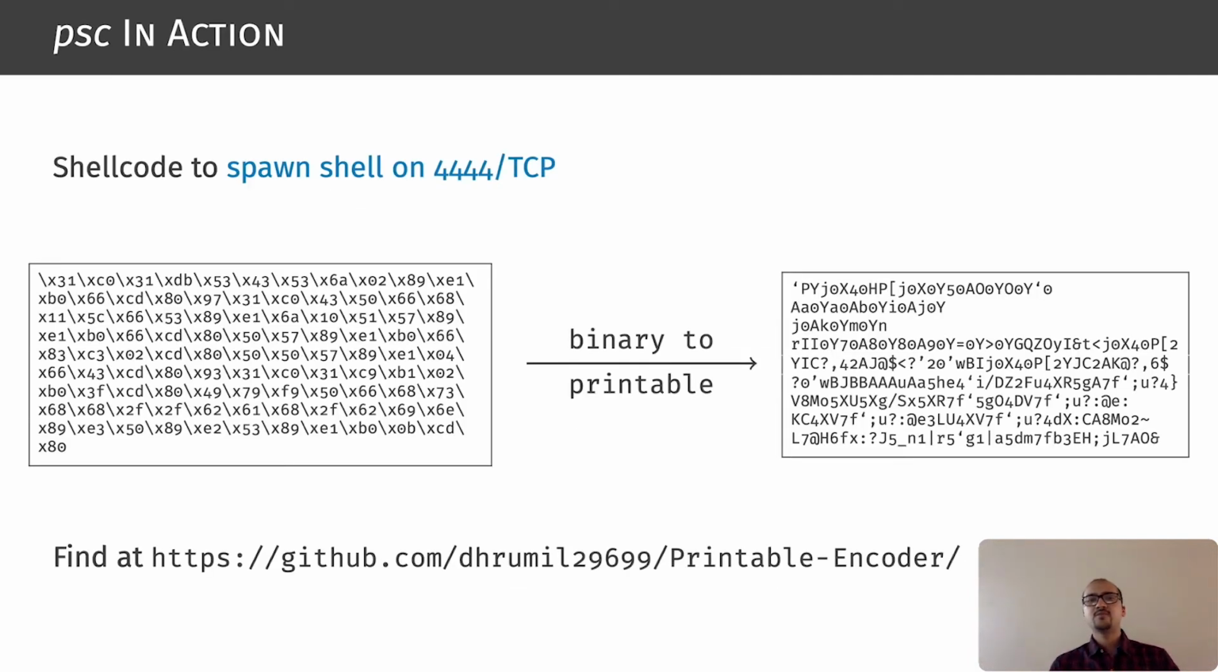This is a sample run of PSC. The left side shows the binary sequence of the shellcode to spawn a shell on 4444 TCP port, and the corresponding printable sequence is shown on the right hand side. Note that the sequence ends with an ampersand to signify the end of the payload, and the front portion of 146 bytes is the constant overhead that's always present for each and every shellcode.